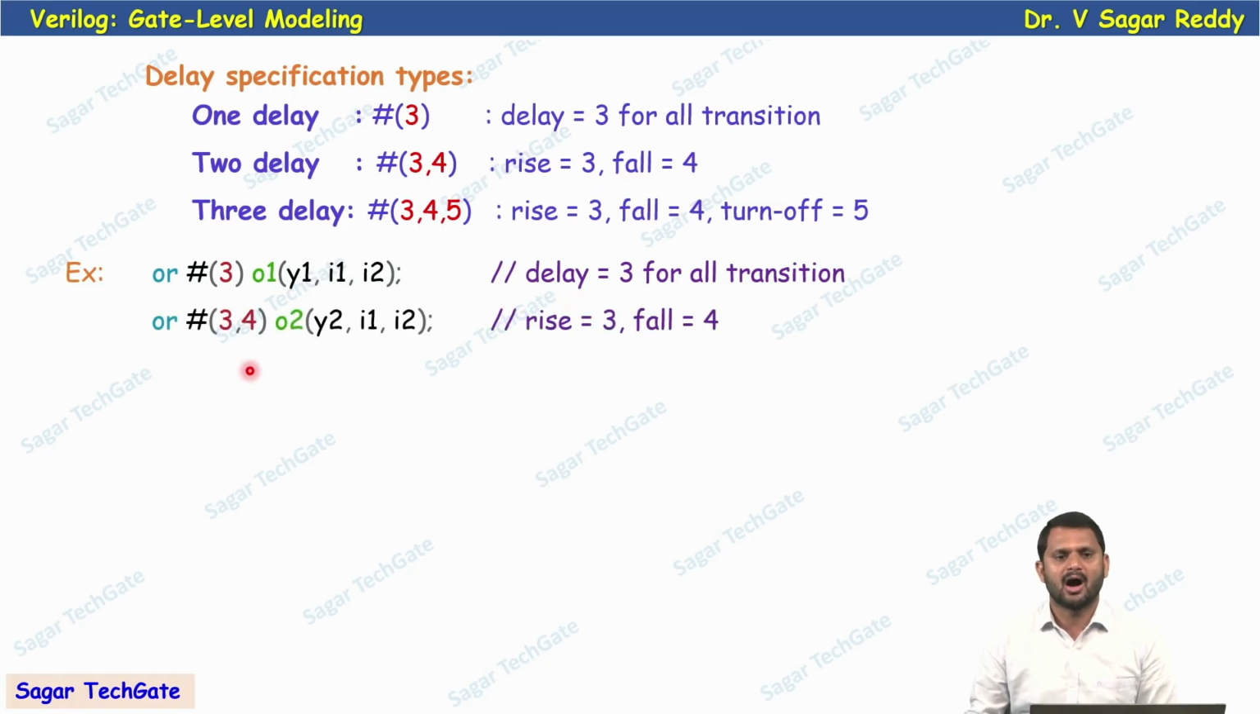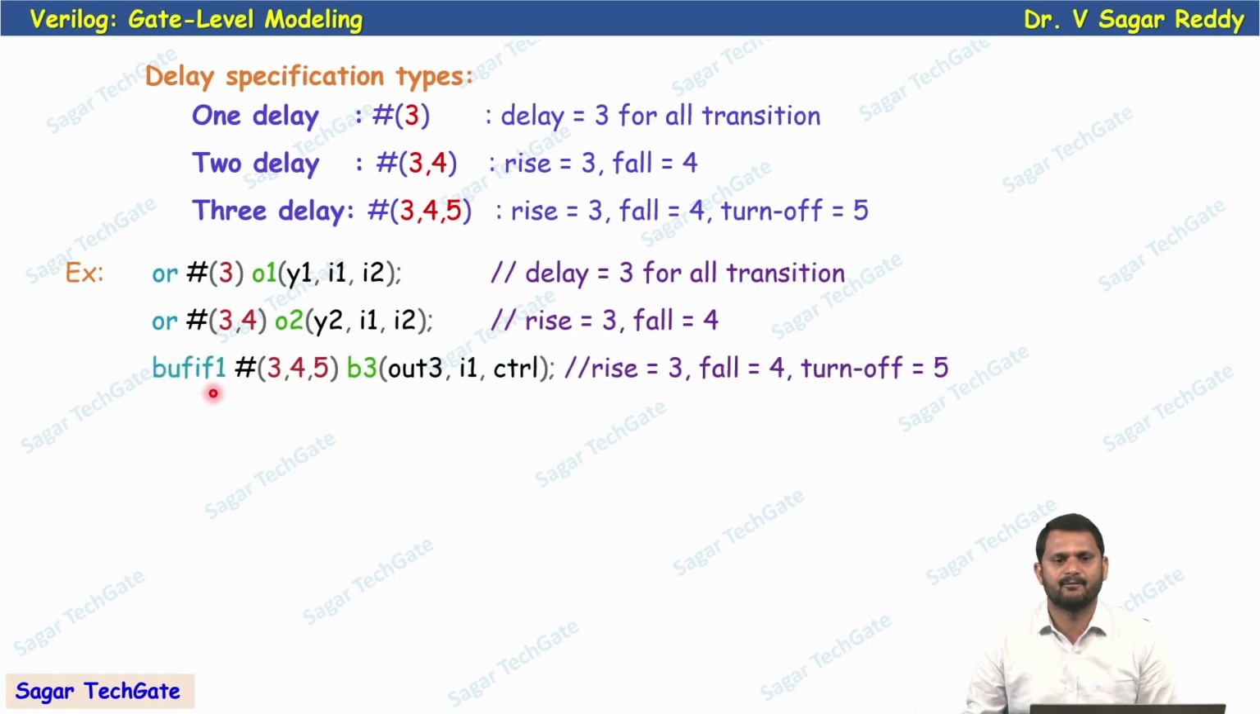Now, OR #3, 4, O2, Y2, I1, I2. What is the meaning here? 3 represents only the rise delay and 4 represents the fall delay. Rise delay means anything to 1, and fall delay means anything to 0. Now bufif1 #3, 4, 5, with the instance name, output, input and control signal. What is the 3 here? Rise delay, 4 is the fall delay, and 5 is the turn off delay. So we'll see some examples.